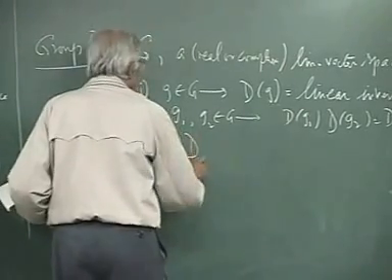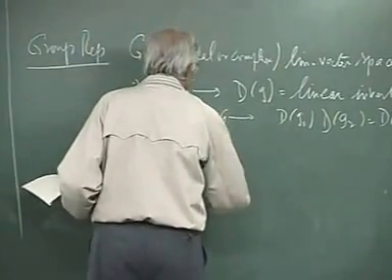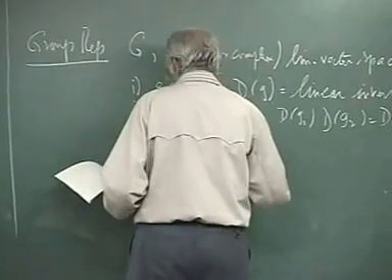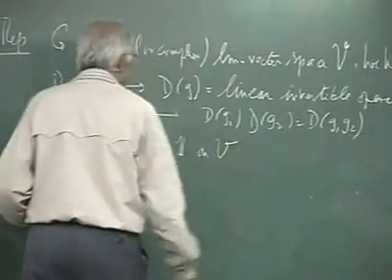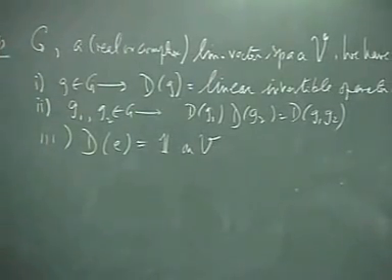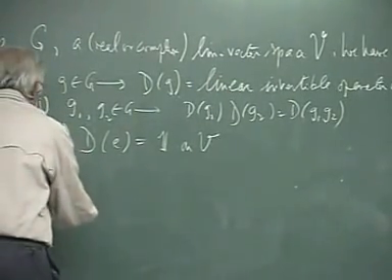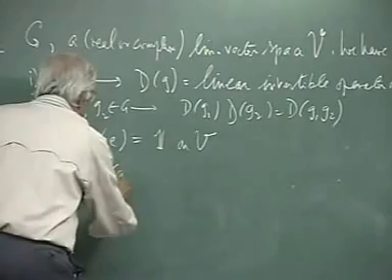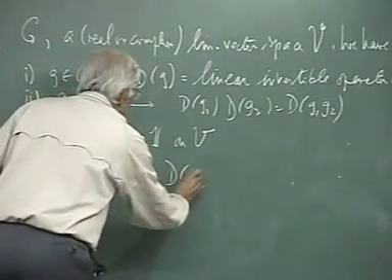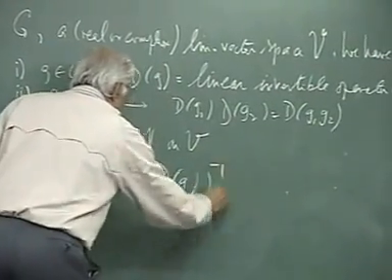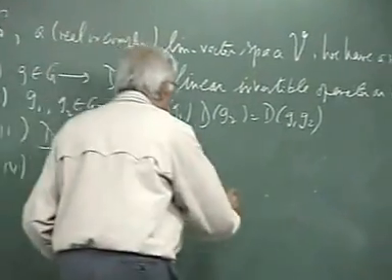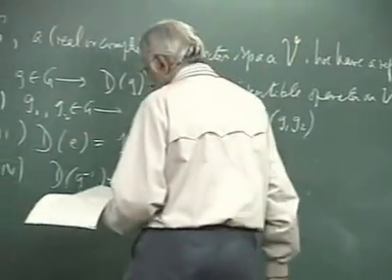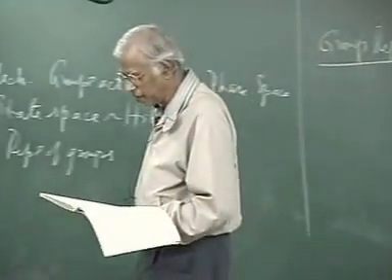Third, for the unit element, the identity element in the group, the corresponding D must be the unit operator on the vector space. And as a consequence of all these things, it will be true that the D for the inverse of an element is the inverse of D of G. So this is the definition of a linear representation of a group.